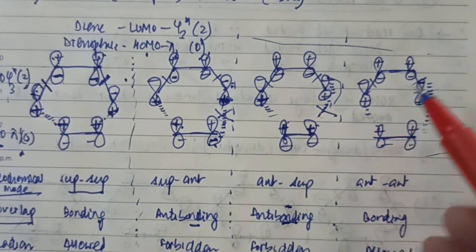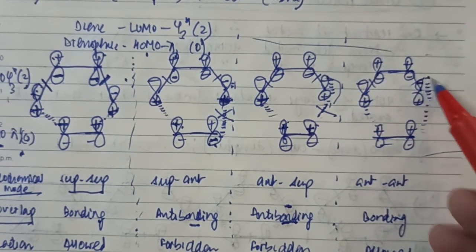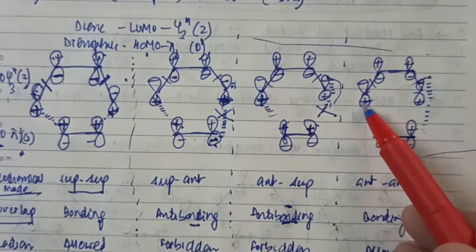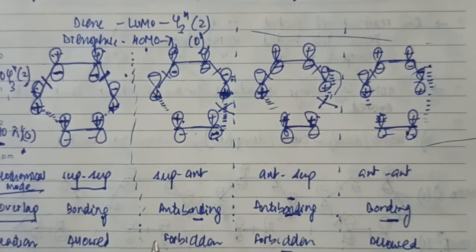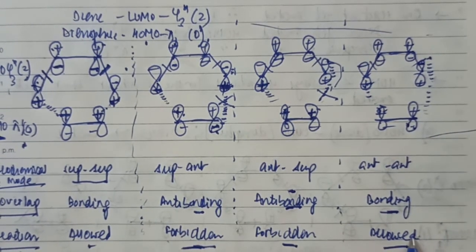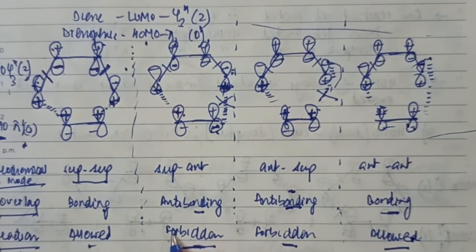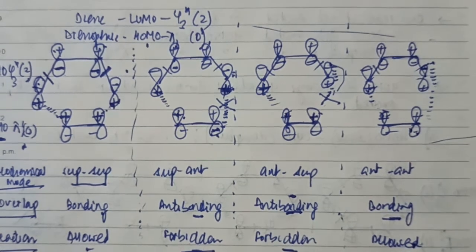Take antara-antara. This component adding in opposite face, this component adding in opposite face. Positive with positive, negative with negative, bonding interaction, allowed. Same result for supra-supra, similar result for antara-antara, same result for supra-antara, and same result for antara-supra.